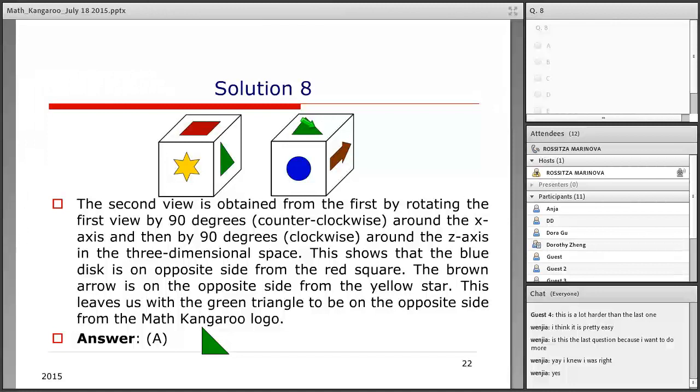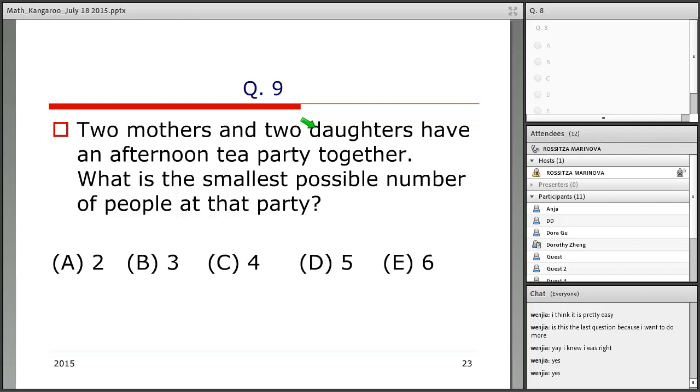If there are no concerns, I'm going to move to the next question, question number 9. Okay, wonderful. So here comes your next question. The question is, 2 mothers and 2 daughters have an afternoon tea party together. What is the smallest possible number of people at that party?